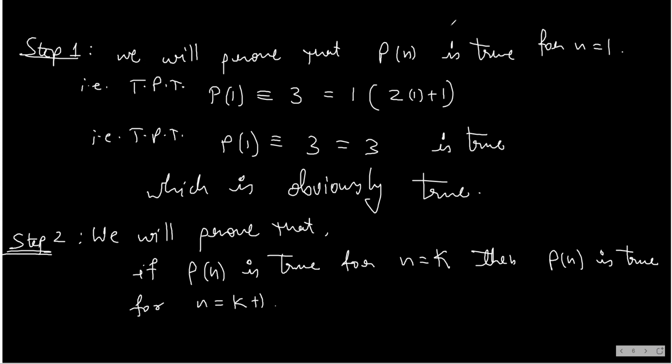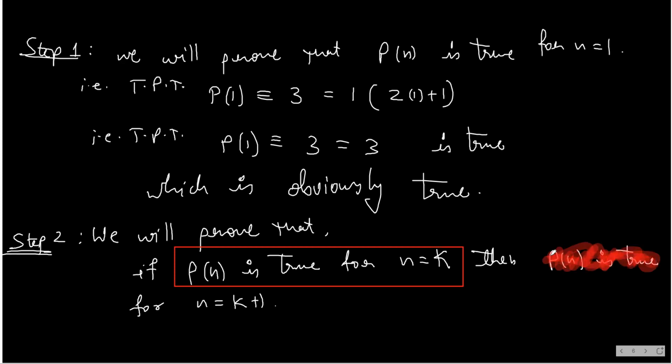That is, in the second step, you need to follow that we have an assumption. We will make an assumption that P of n is true for n equals to k. And under the light of this assumption, we will prove that P of n is true for n equals to k plus 1. So you will first make an assumption: that P of n is true for n equals to k.